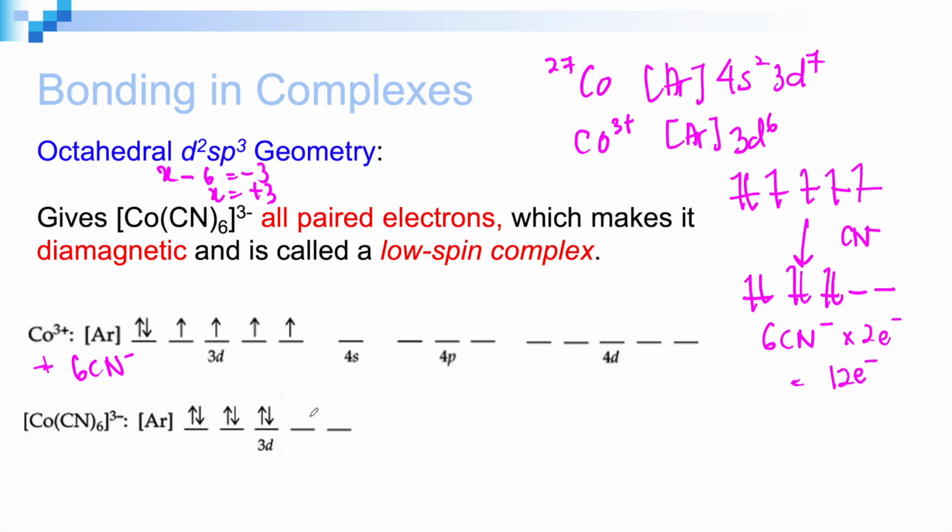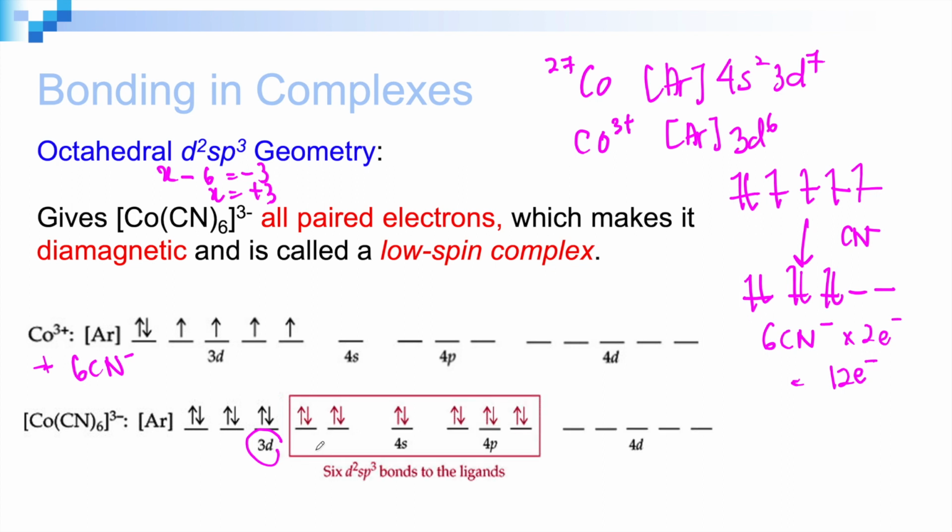6 cyanide times 2 electrons will give you 12 electrons. So you can start to fill up electrons from the 3d orbital because you have 2 empty orbitals. You need to have only empty orbitals. Then start followed by the 4s and also 4p. So you get the d2, this is the d, this is the s, and this is the p3. So in here, for the octahedral, this is d2sp3, diamagnetic and also a low spin complex.